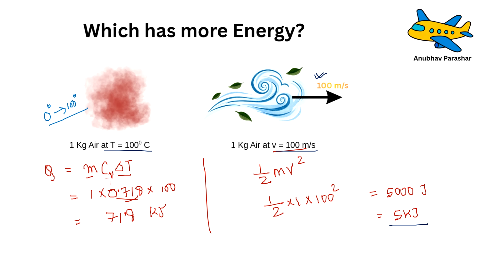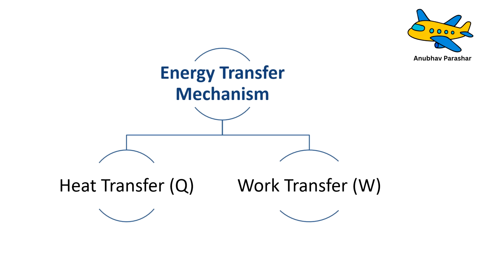So if we are able to convert heat into kinetic energy, as we do in our rocket propulsion or in our jet engines, it can give us an immense amount of thrust. And that is why the subject of thermodynamics is very important. Having understood this, let us move forward to understand the energy transfer mechanism.